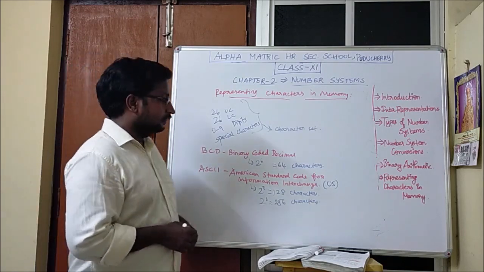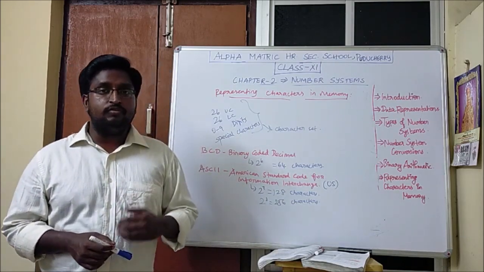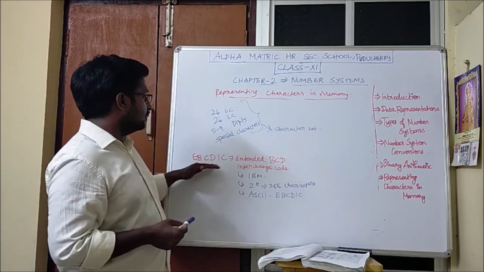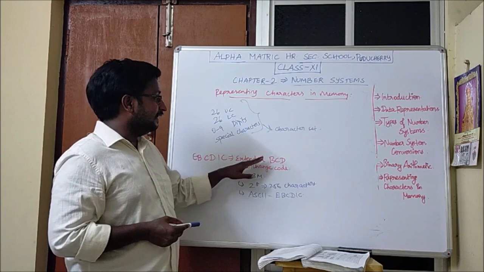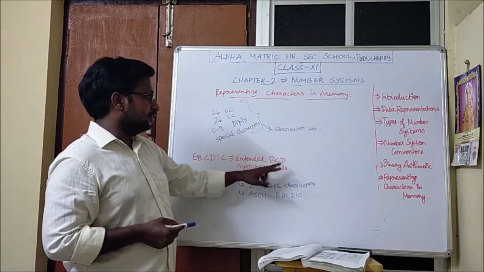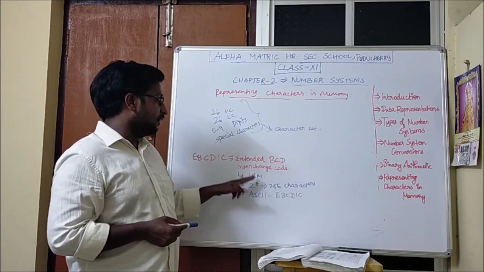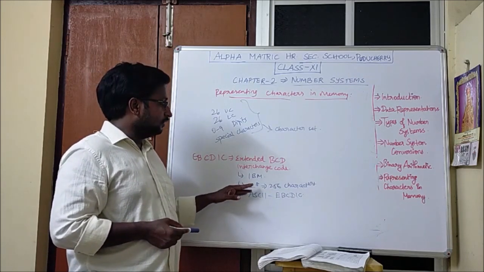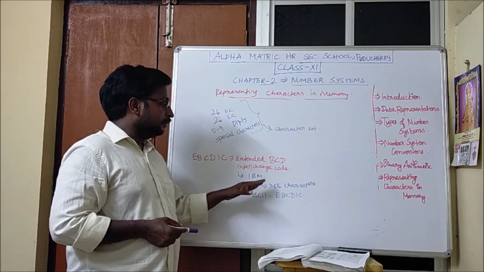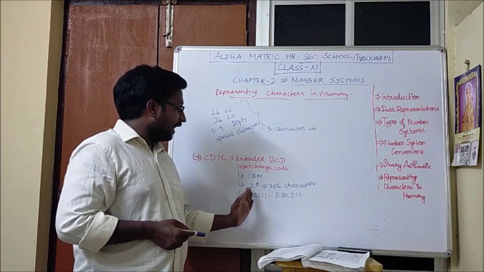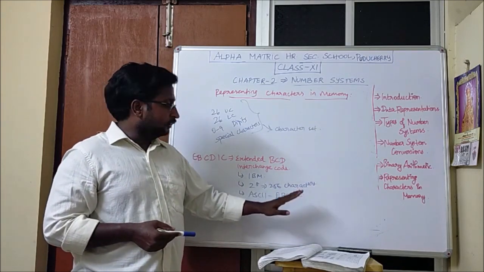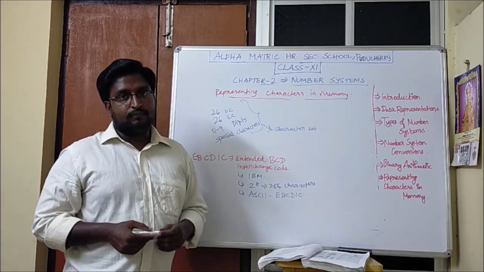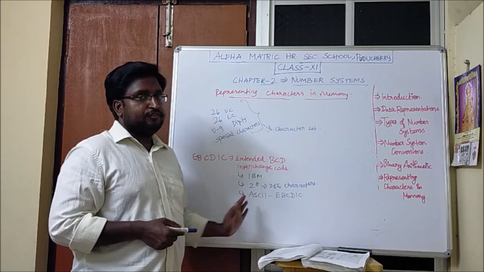Next we will see what other coding schemes are available. The next coding scheme is EBCDIC, that is Extended Binary Coded Decimal Interchange Code, which was developed by IBM. It is similar to ASCII, which can encode 2 power 8, 256 characters, and ASCII code can be converted to EBCDIC, and vice versa, from EBCDIC to ASCII.